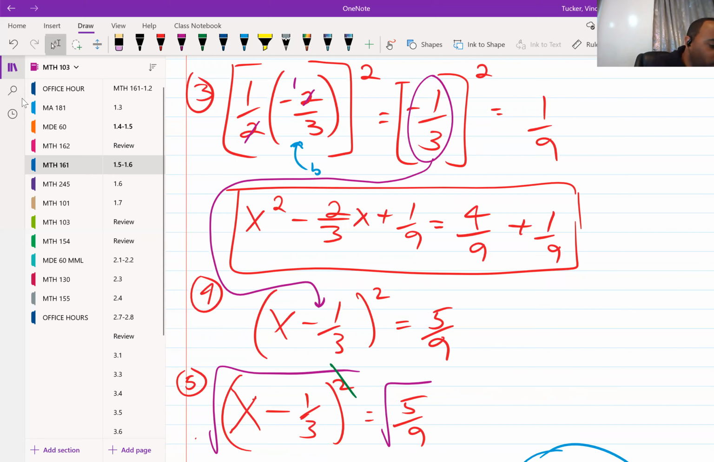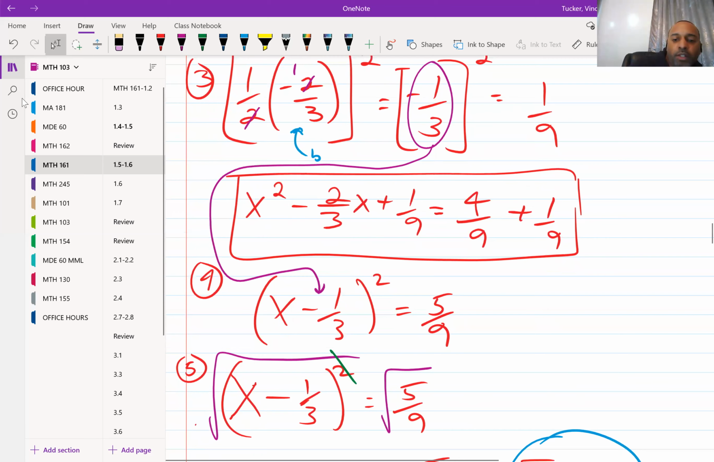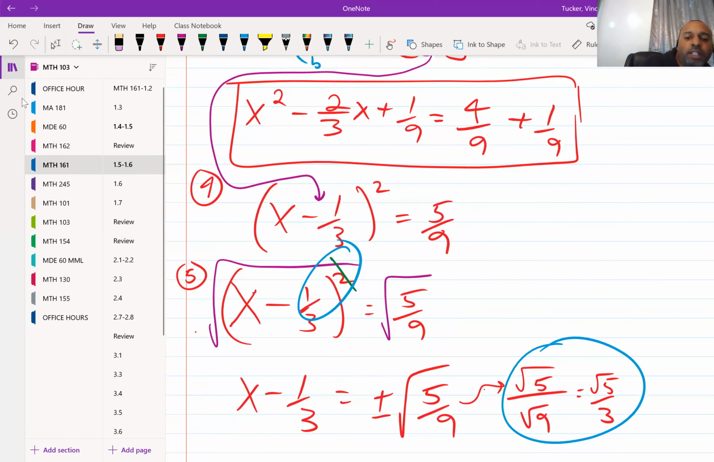All right, questions. Make sure we're all right. Square root property, take the square root of both sides. That cancels out the square here, leaving you with just x minus 1/3. And then once again, plus or minus on the other side.